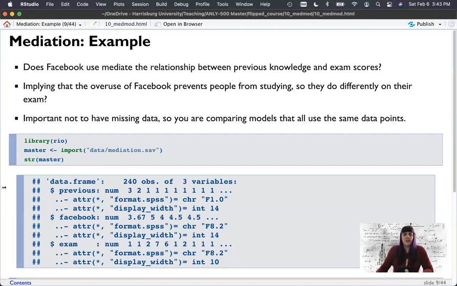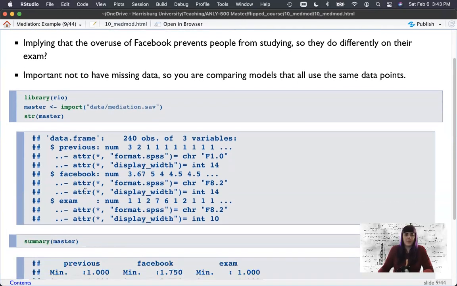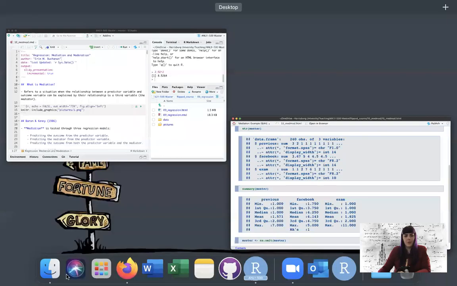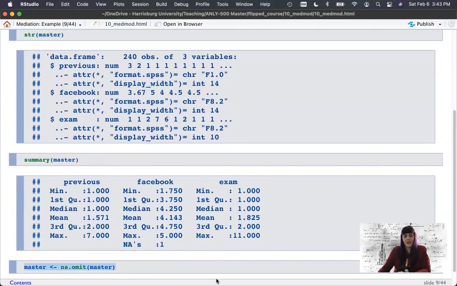All right, so let's look here. What we see is our three variables. I imported this as a SPSS file, but I don't really have to do a whole lot to it, right? Because none of these are categorical. So let's get rid of this one missing data point by using na.omit.